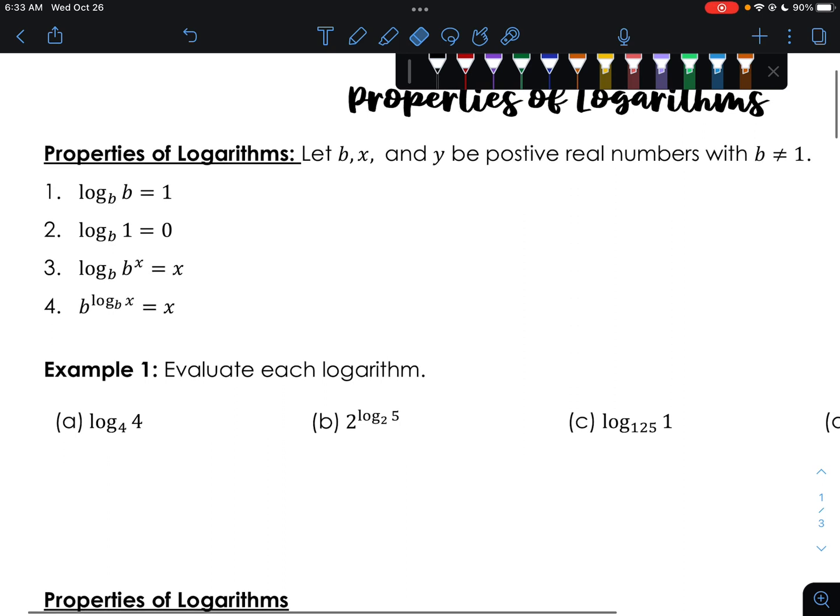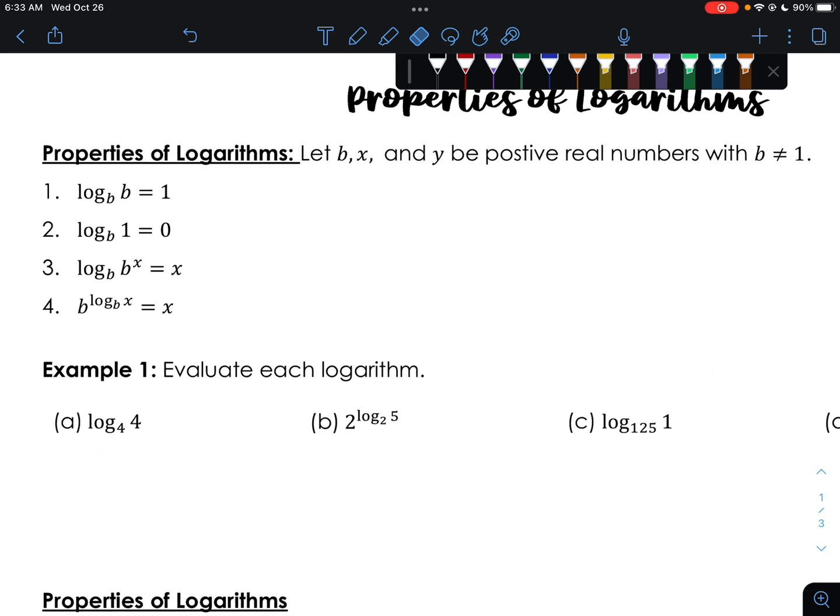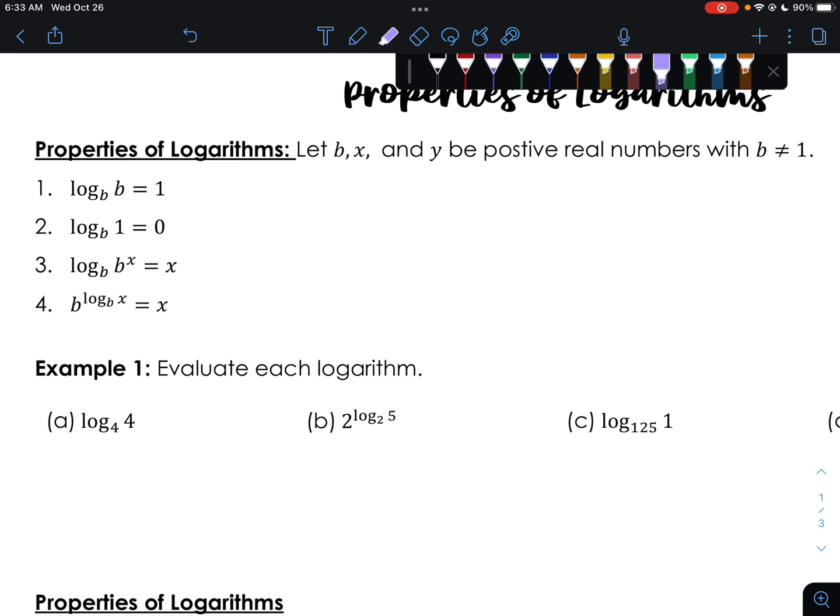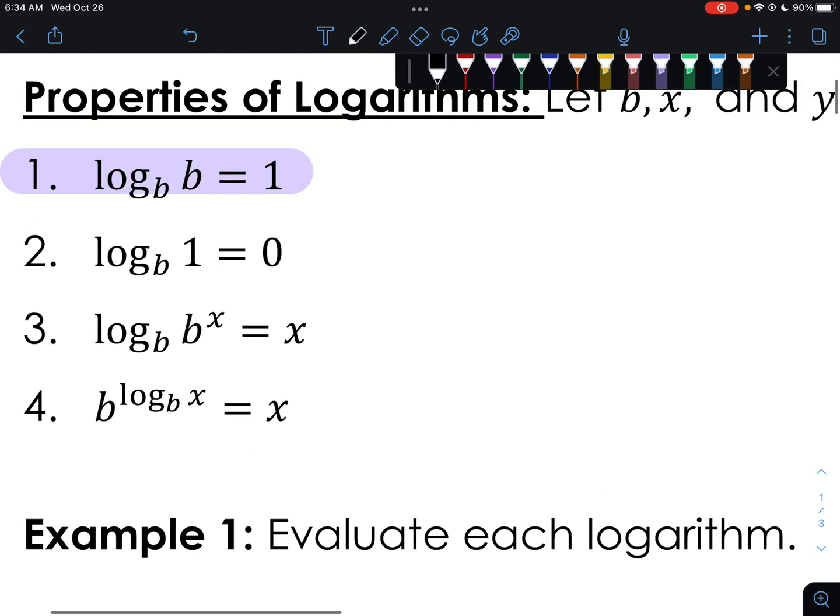So getting into our properties, it says let b, x, and y be positive real numbers and b can't equal 1. So our first property tells us that log base b of b equals 1. Let's think of why this is true. If we convert this into exponential form, remember I have my base raised to my exponent, which is on the opposite side, so raised to the first power, equals the number that's with the log, which would be b. So b to the first power equals b. That's why this property works. So again, log base b of b equals 1.